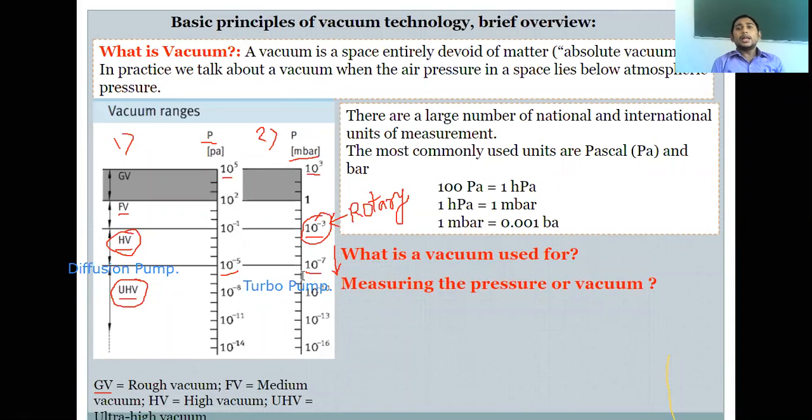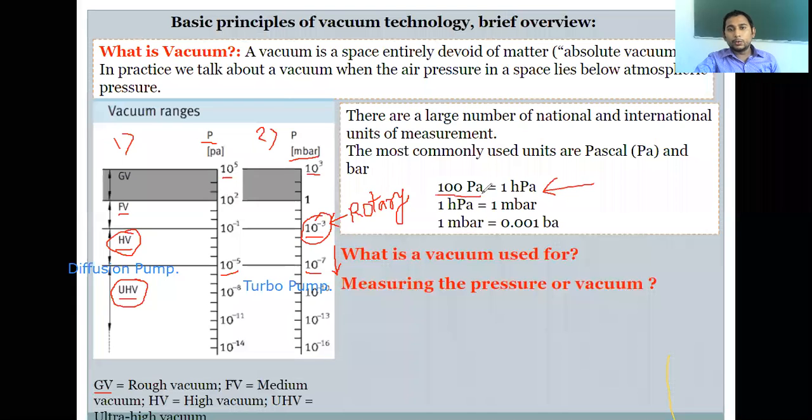There are a large number of national and international units available. We already discussed this. The most commonly used units are Pascal and bar. Keep in mind that 100 Pascal is equal to 1 hectopascal, and 1 hectopascal is equal to 1 millibar. You have to remember these conversion factors.